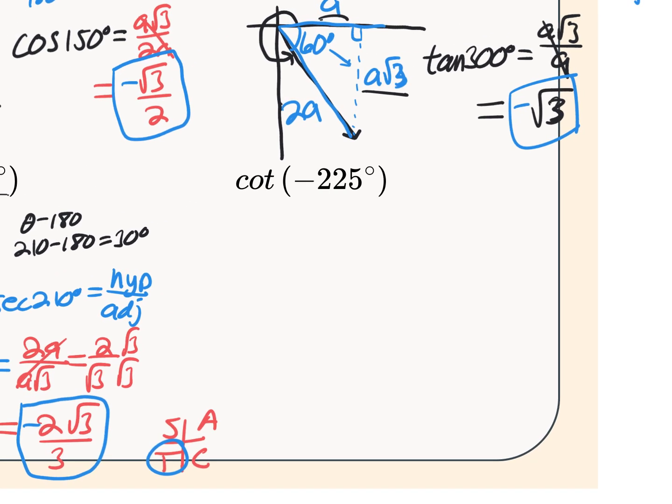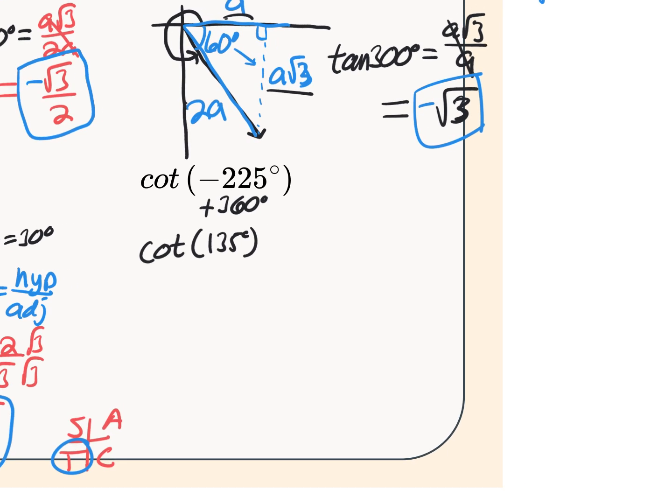Last one for this lesson is going to be cotangent of negative 225. What we're going to do is add 360 because this isn't in our 0 to 360 range. And when we do this, this is going to be cotangent of 135. Next thing we want to do is figure out what quadrant this is in. 135 is in the second quadrant, so I know it's something like this.